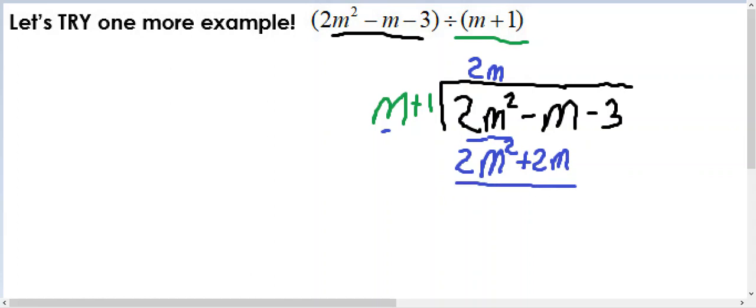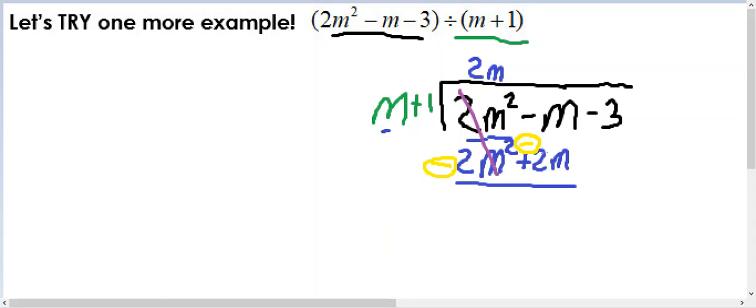Alright, so my next step, I got to change my signs. So this was a positive 2m, I got to do minus 2m. I like to circle them, lets me know what changed them. Alright, 2m squared minus 2m squared gets rid of each other, 0.